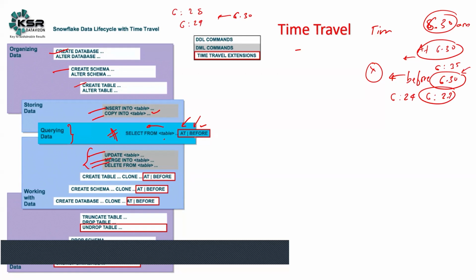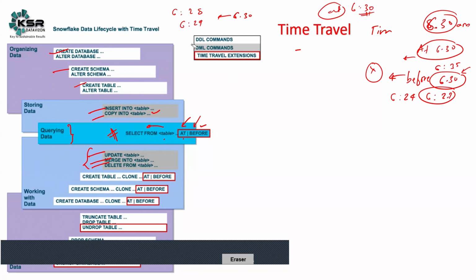Then I use something called as before, because I don't know the exact time of precision at which the particular changes were done. But when I say exactly at 6:30, I'm going to start, exactly at 6:30, I know that exact precision time when these particular changes are done. So I use something called as at.